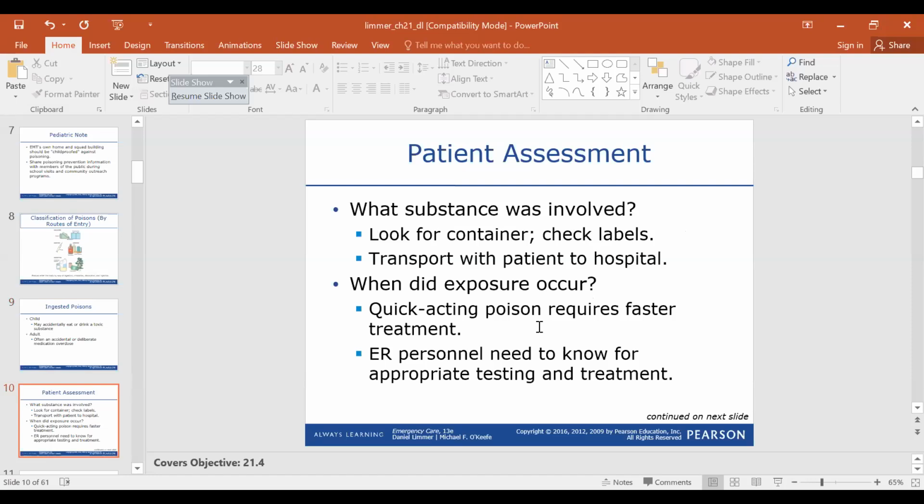All right, so patient assessment, what substance was involved? That's really important, especially when it gets to the hospital level. They need to know what they're going up against. So taking the container, checking the label, taking a picture of what they took is going to help your hospital staff a lot. When did exposure occur? This is for timing. They need to know how long the substance has been in their body to understand what they're dealing with, how far gone is the patient, how long has it been absorbing in the body, whatever the substance is. ER personnel need to know for appropriate testing and treatment.